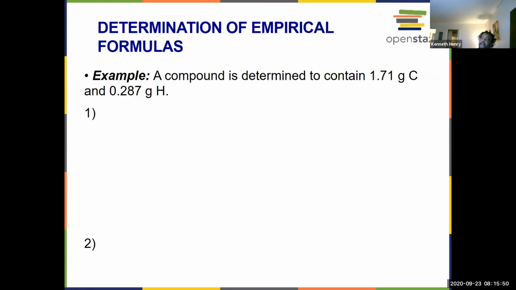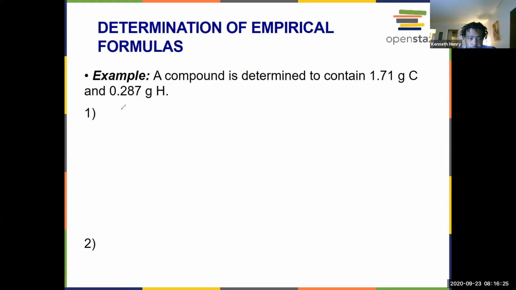Okay, so if you have a compound, let's say a compound is determined to contain 1.71 grams of carbon and 0.287 grams of hydrogen. Determine the empirical formula. So how am I going to go about this? You need moles. That is correct. So where am I going to start?